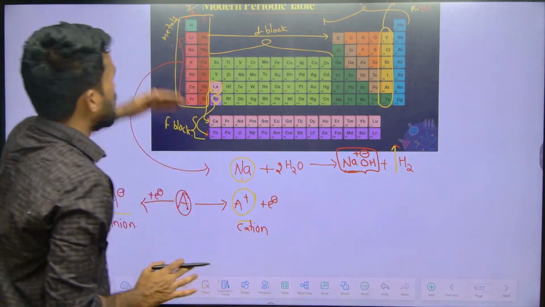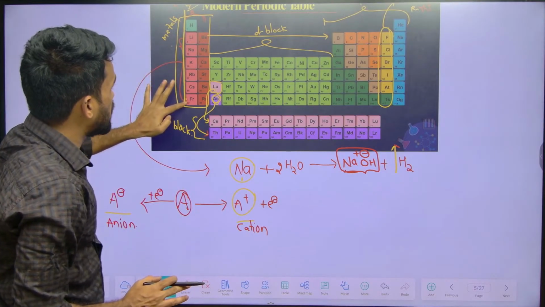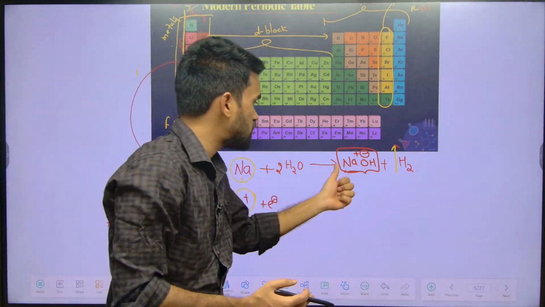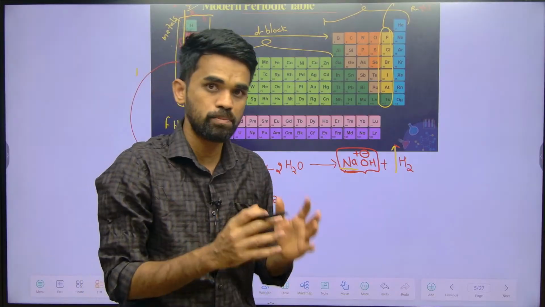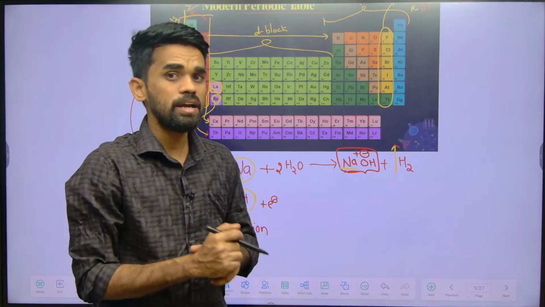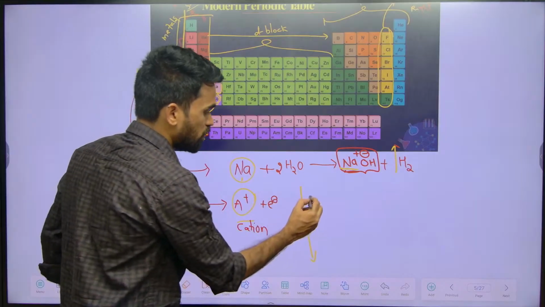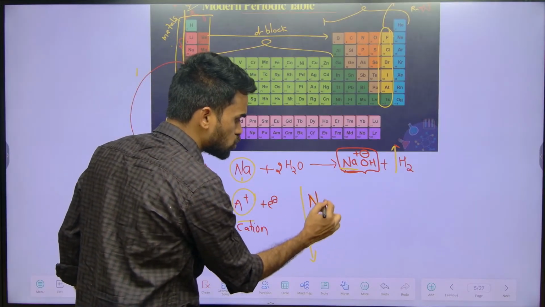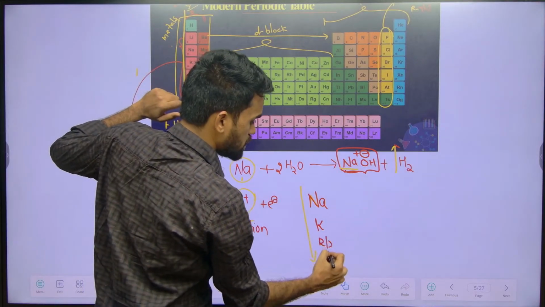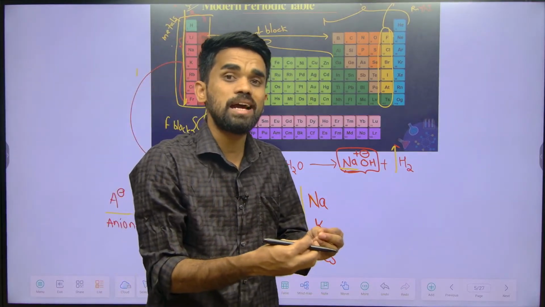Like that, any of the elements, these s-block elements from lithium to francium, are going to release the electron and convert into respective unipositive charges like sodium cation, potassium cation, rubidium cation. And one more thing: what happens to reactivity as we move down the group? Moving from sodium to potassium, potassium to rubidium, rubidium to cesium, as we move down the group, the reactive nature increases. It means who loses the electron easily?